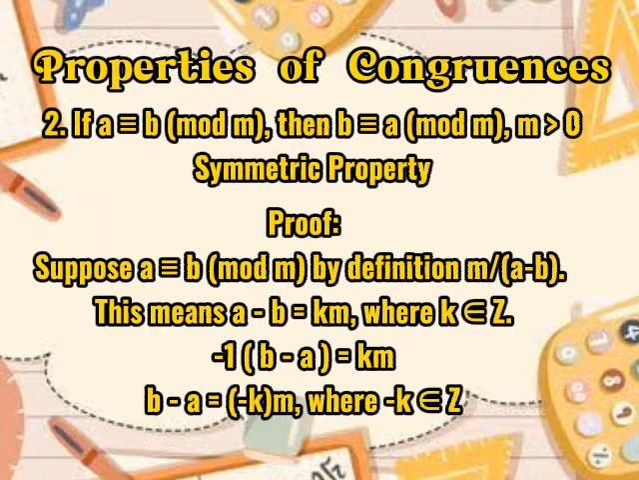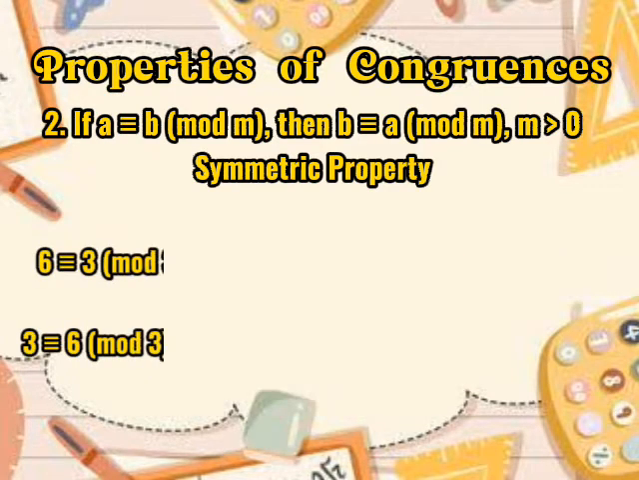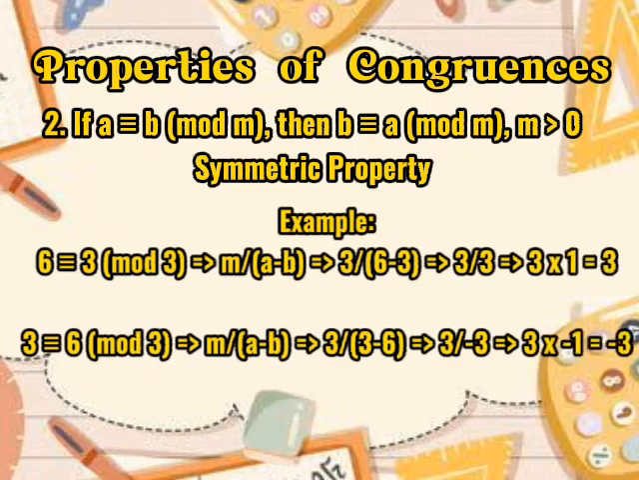Now we can factor out negative 1. So, B minus A is equal to negative K times M. Divide both sides by negative 1. The result is B minus A is equal to negative K times M, where negative K is an integer. Now, B is congruent to A modulo M. The statement is true. Example, let A be 6 and B be 3.